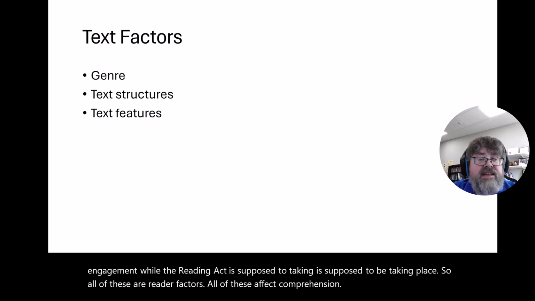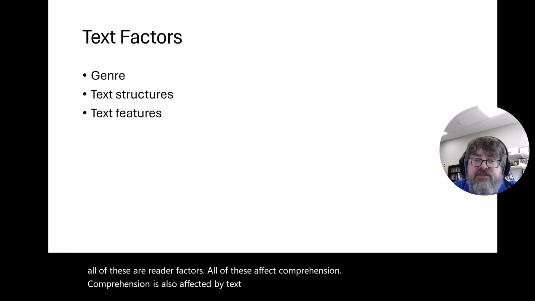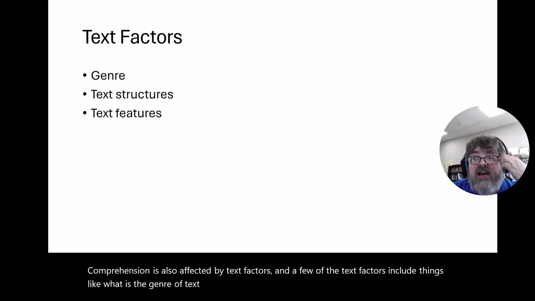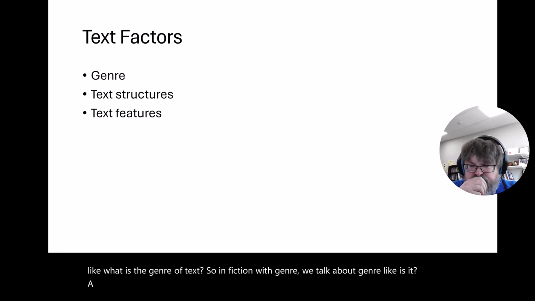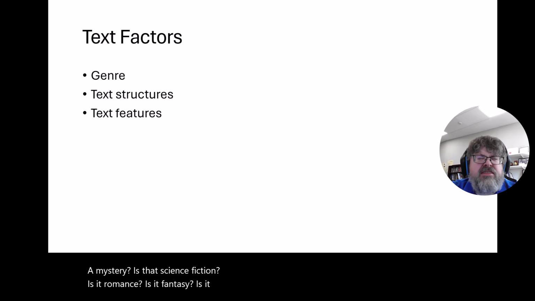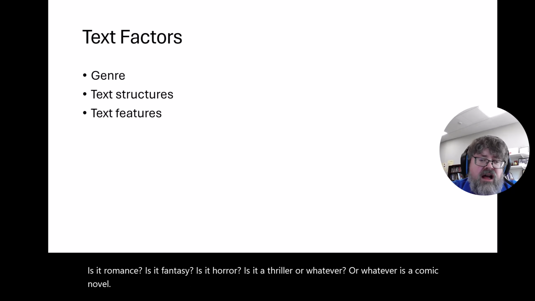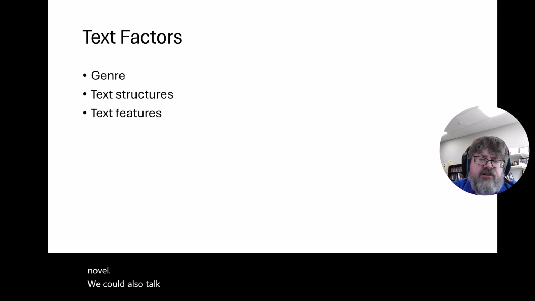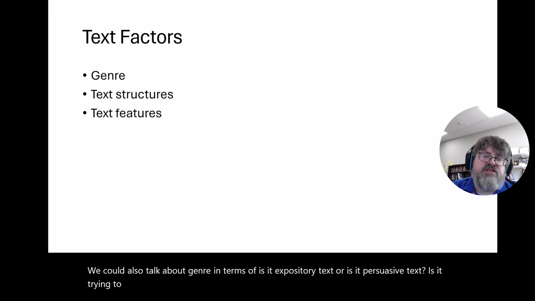Comprehension is also affected by text factors. And a few of the text factors include things like what is the genre of text? So in fiction with genre, we talk about genre like is it a mystery? Is it science fiction? Is it romance? Is it fantasy? Is it horror? Is it a thriller or whatever? Is it a comic novel? We could also talk about genre in terms of is it expository text or is it persuasive text? Is it trying to explain something or is it trying to persuade someone of something?